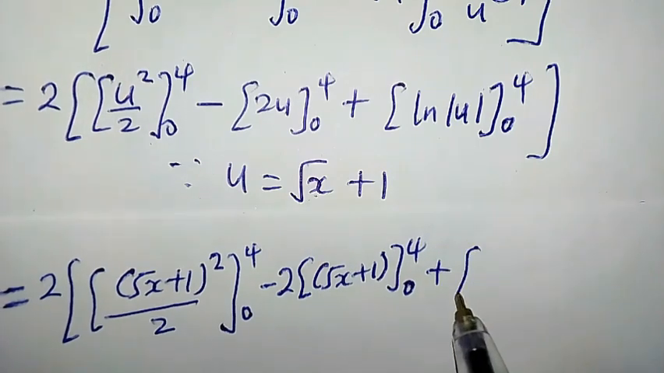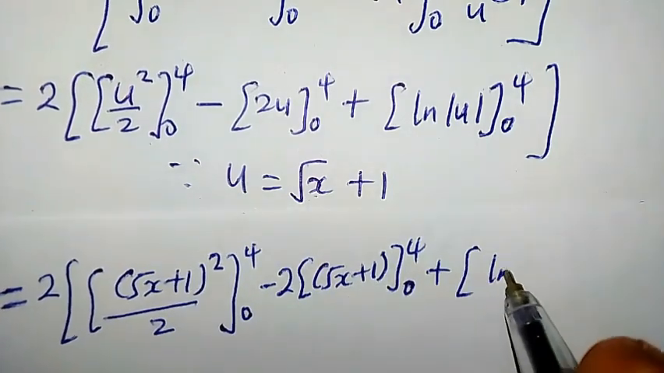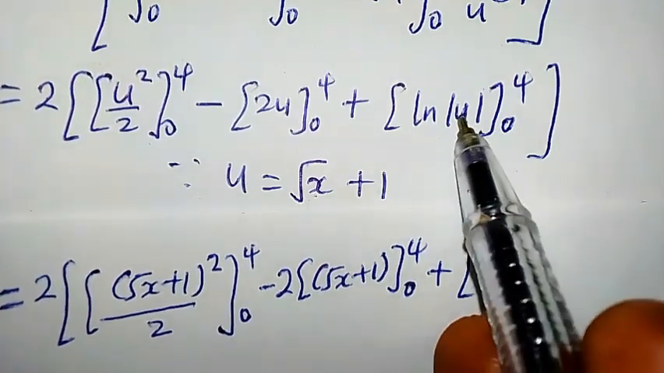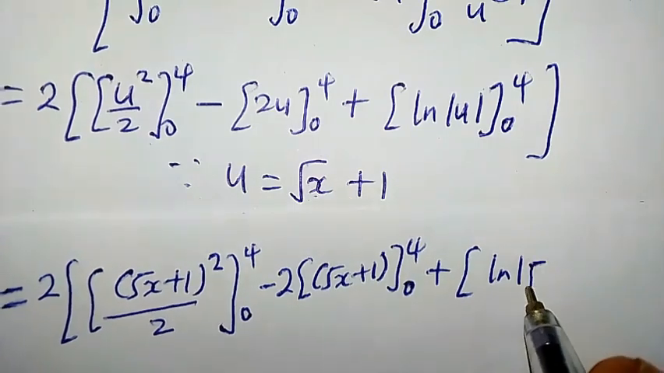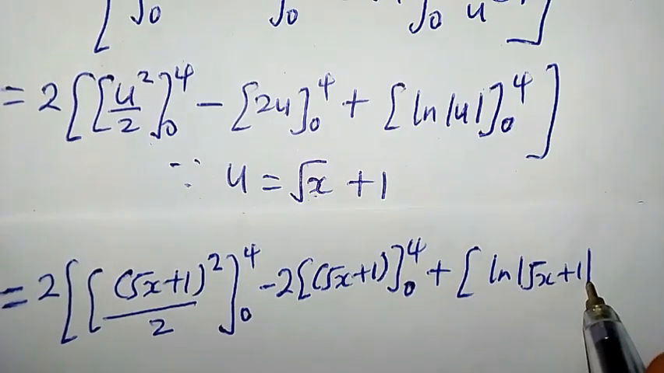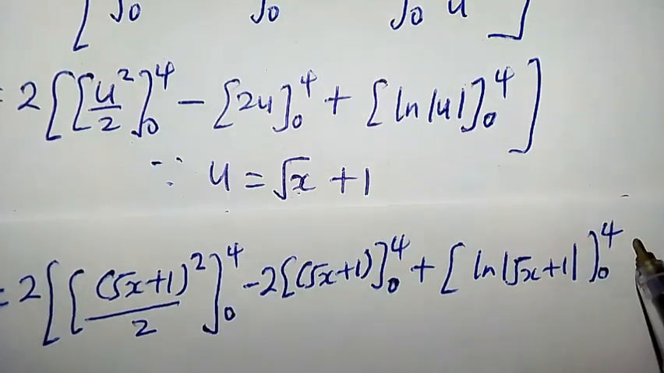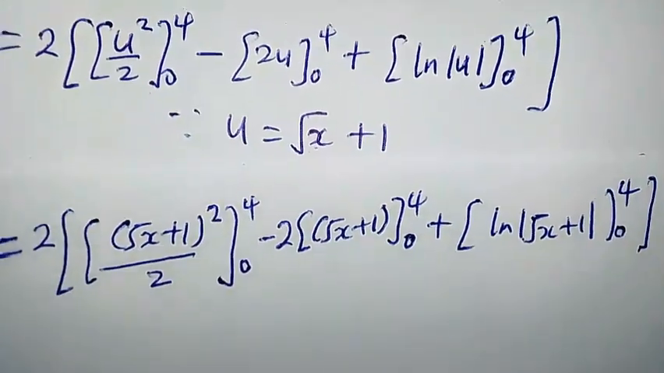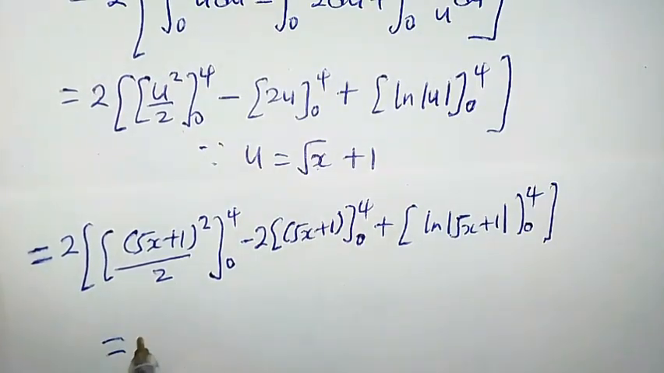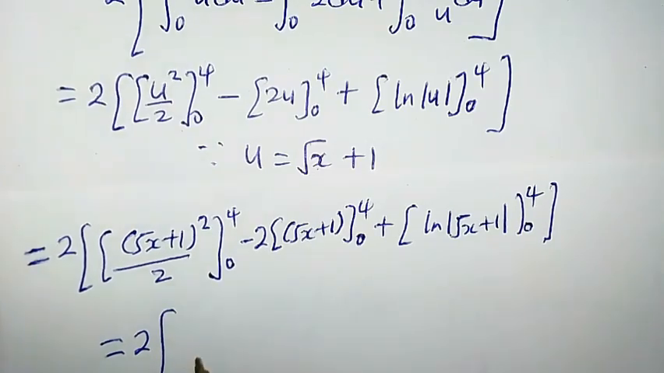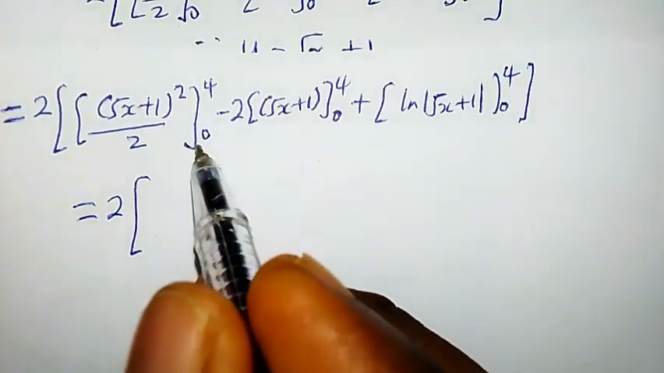plus ln of absolute value of, we also replace this u with square root of x plus 1, evaluating from 0 to 4. Close the entire bracket. Let's proceed further. This is equal to 2 into, let us now consider each case.